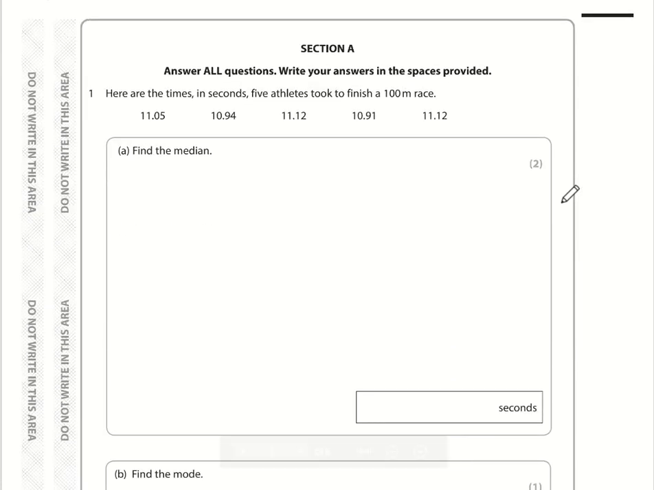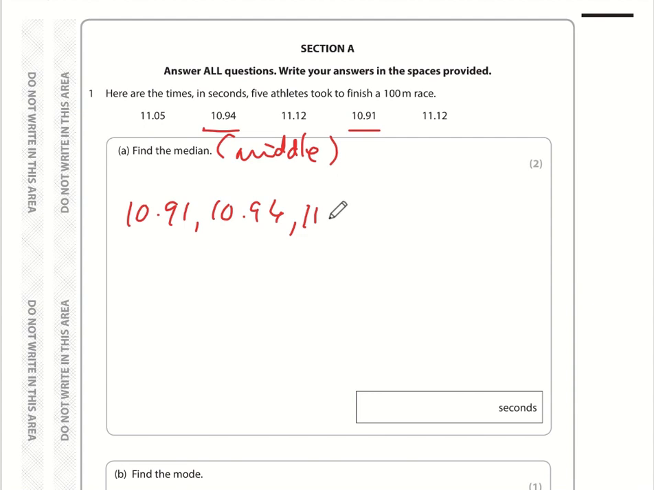A is find the median and B is find the mode. So the median, first of all we need to remember that the median is the middle value, but it's only the middle one when you put them in order. So let's put them in order. So we've got 2 10s and 3 11s, so the 10s are going to come first. Which one's smaller? That's going to be 10.91 followed by 10.94, and then we've got 2 the same, so it's 11.05 and 11.12, so 11.05 and 11.12 and 11.12.